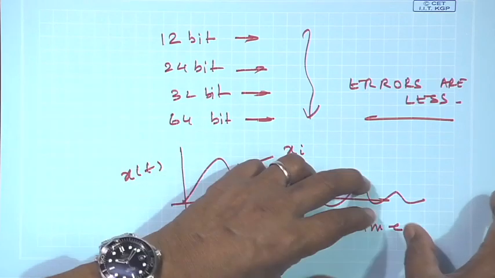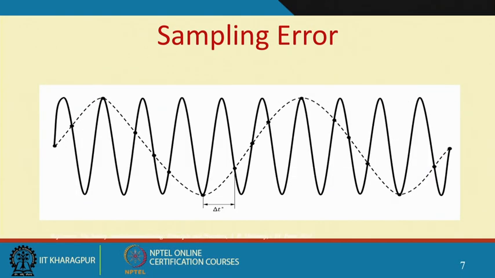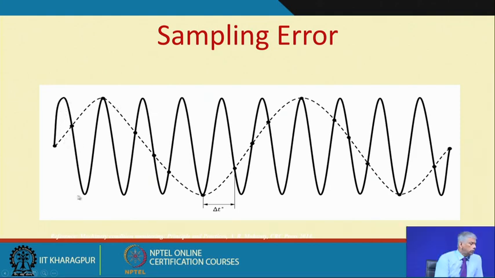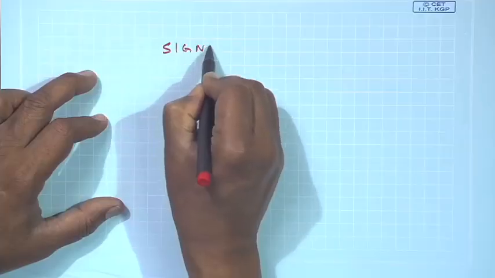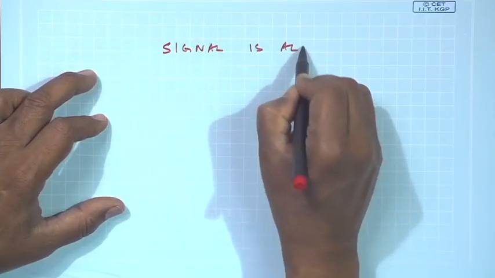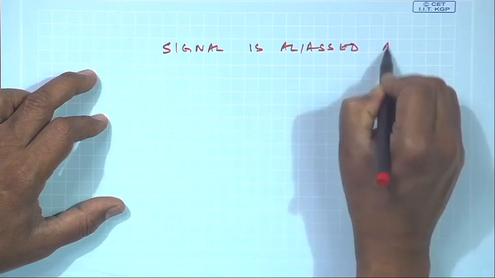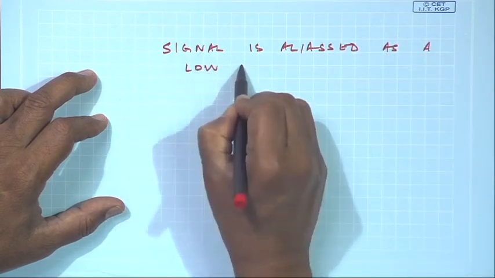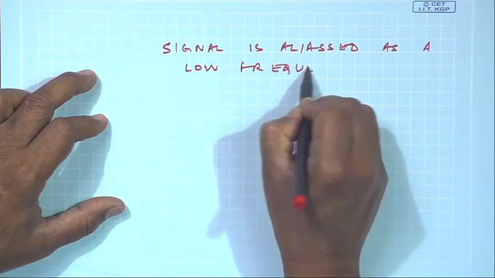Now, another case related to the sampling error is this one here. So, you see I have the original black signal. If I now sample it at a lower rate, or the time period is high, I will get my dashed line, which is actually a low frequency signal. So, the signal is aliased as a low frequency signal.